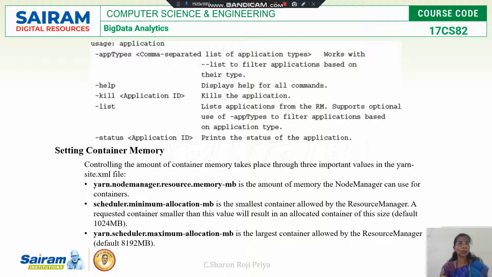And next is scheduler.minimum-allocation, which gives the smallest container allowed by the resource manager, usually the size is 1024 MB. And the next is yarn.scheduler.maximum-allocation, which is the largest container allowed by the resource manager. Size is 8192 MB. This is the smallest and this is the largest.